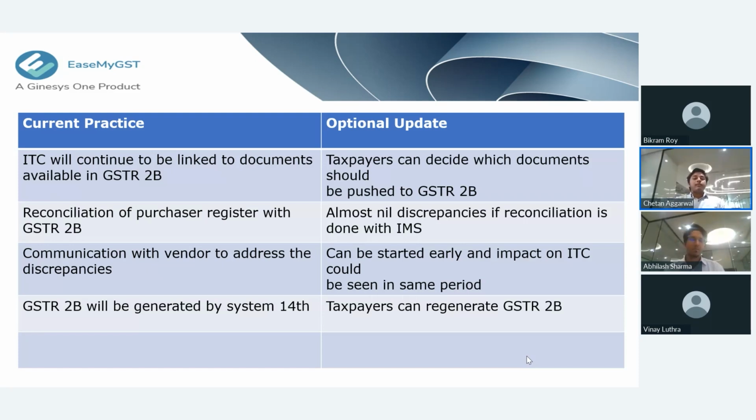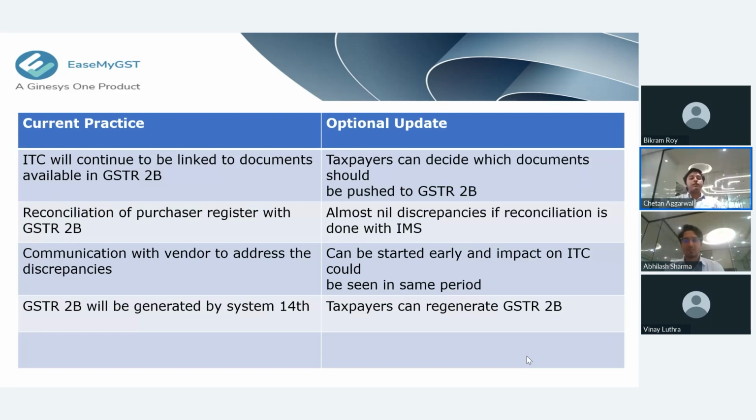And the third point is communication with the vendor to address the discrepancies. Under this system, we have to discuss the discrepancies with the supplier and the vendor as well. But now with the help of the optional update, IMS, we can start it early, and the impact on ITC could be seen in the same period, which means the same return filing period.